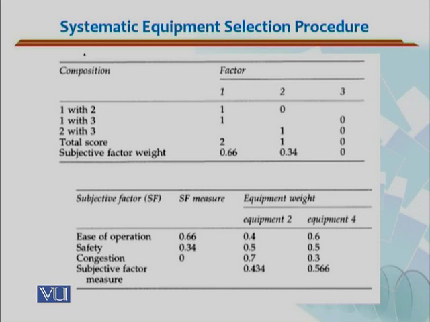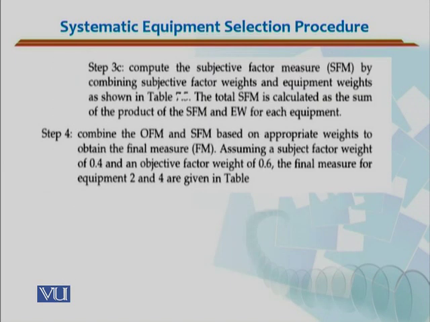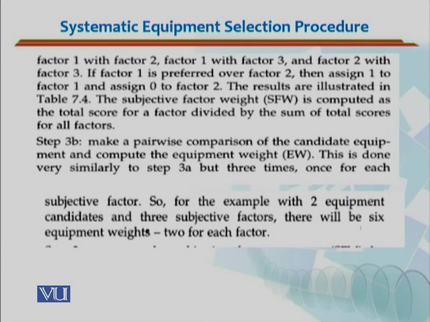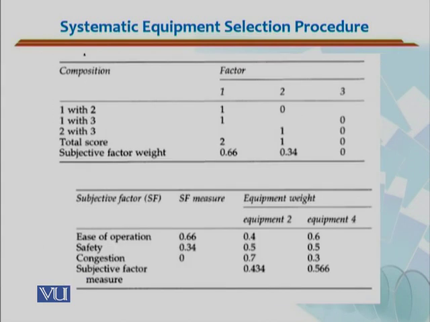So based on their rating, the total score is 2 for factor 1. The total score is 1 for factor 2, and the total score is 0 for factor 3. And then you will find the subjective factor weight. The subjective factor weight is the total score for the factor divided by the sum of the total scores for all factors. So what is that?